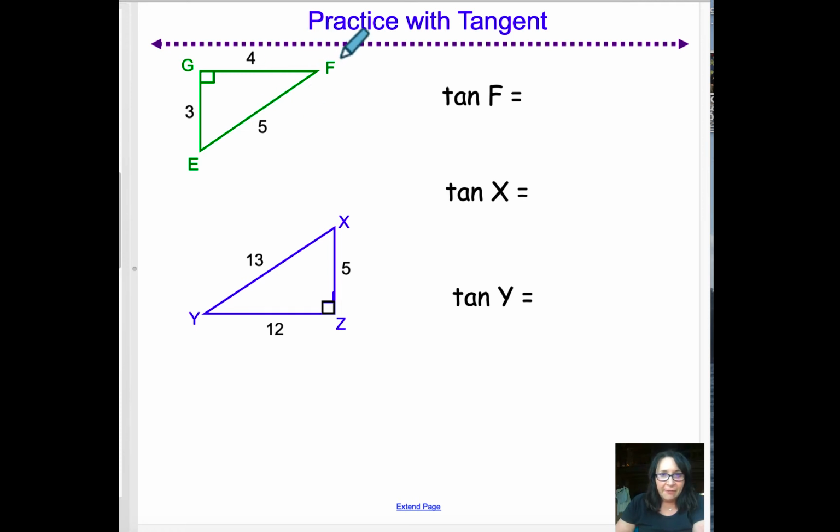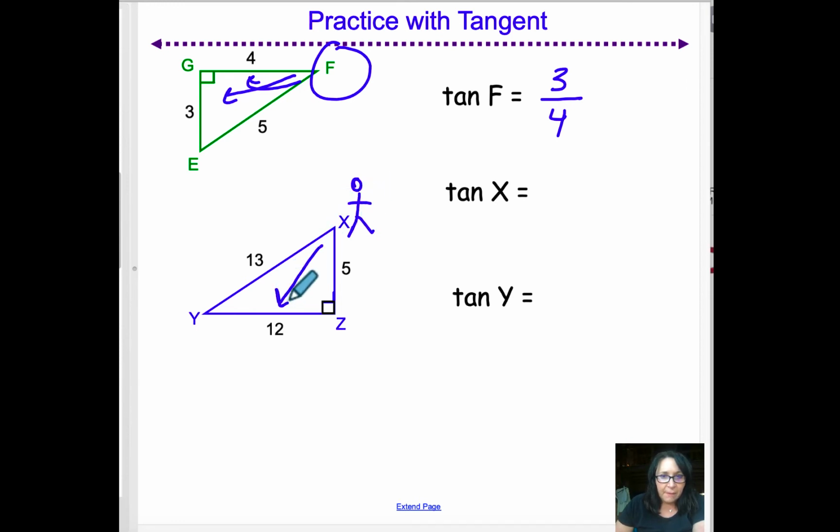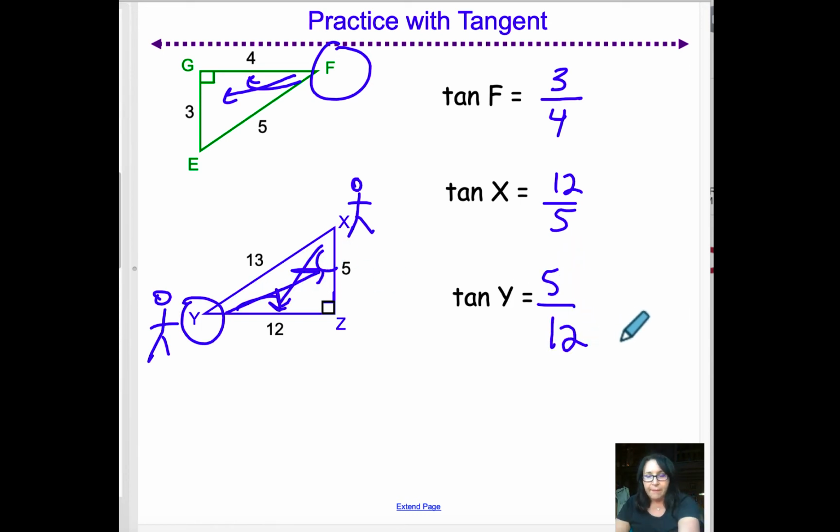Tangent of f, so here you are at f, tangent, opposite over adjacent. So that would be 3 over 4. Tangent of x, so you're here, it's going to be opposite over adjacent, so 12 over 5. And this is totally fine to leave like that. Do not change that into a mixed fraction. You need to leave that. Tangent of y, so now we're here, tangent, opposite over adjacent. So that's going to be 5 over 12.